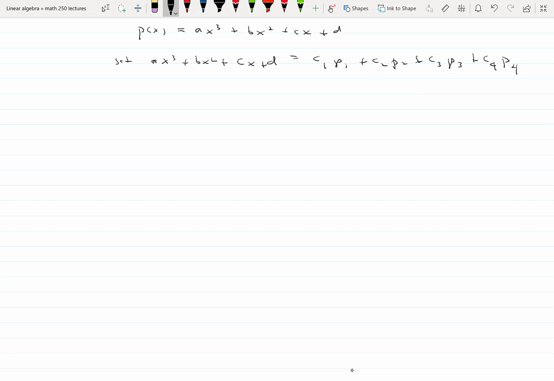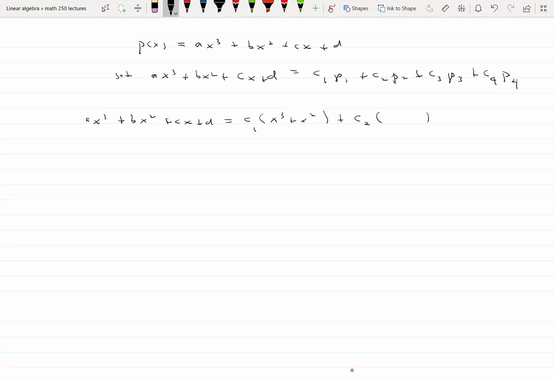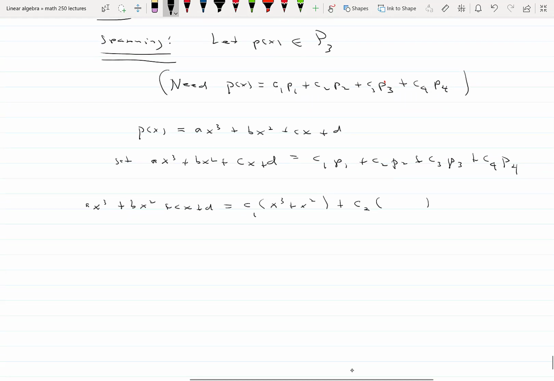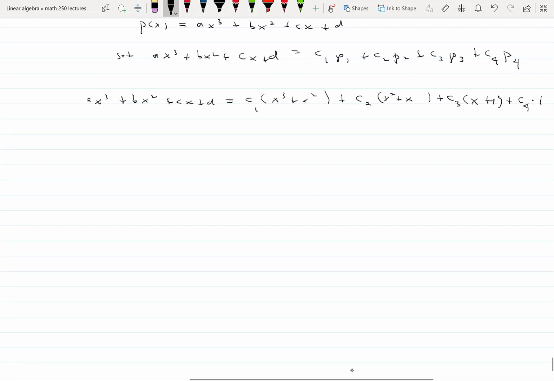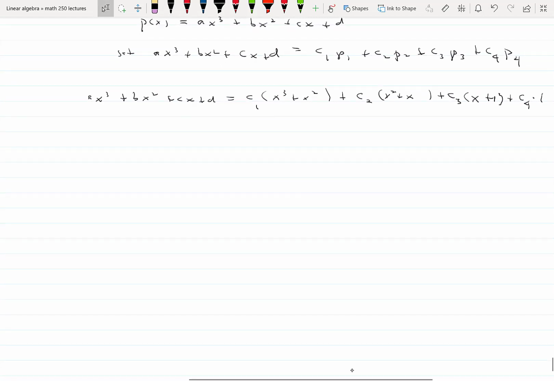Okay, well, that equation is going to get a little long, so it's ax cubed plus bx squared plus cx plus d equals C1 times P1, x cubed plus x squared, plus C2 times P2, I already forgot what P2 was, x squared plus x, plus C3 times P3, x plus 1. Let me make that a little neater. That's not that much neater. Plus C4 times P4. And then determine the nature of the constants. Gather all the powers on the right. You're going to get C1 must equal the coefficient of x cubed on the left.